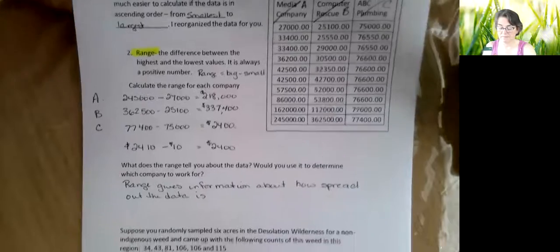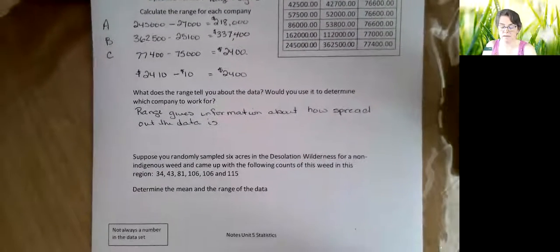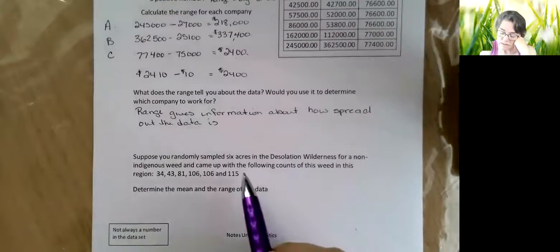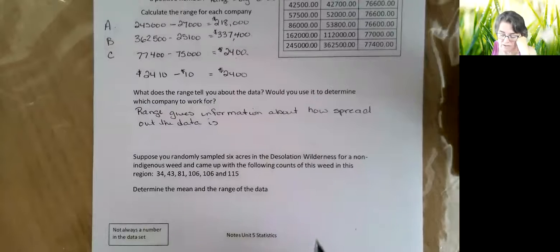All right. Oh, a little practice here. Suppose you randomly sampled 6 acres in Desolation Wilderness for a non-indigenous weed and came up with the following counts of the weed in the region. Yes, I was Googling to find examples. Determine the mean and the range of the data.